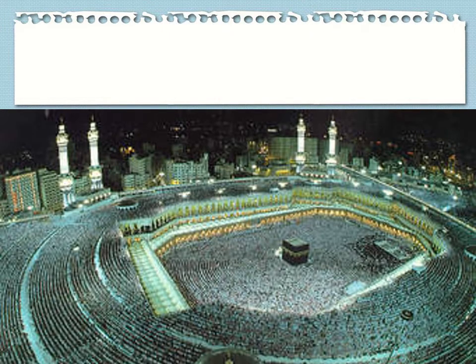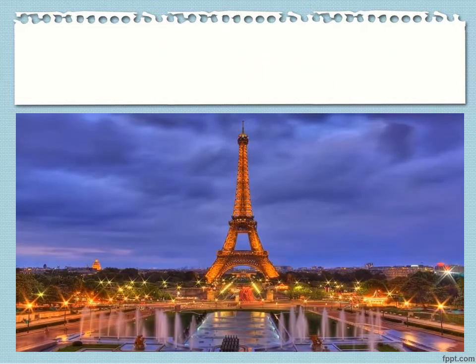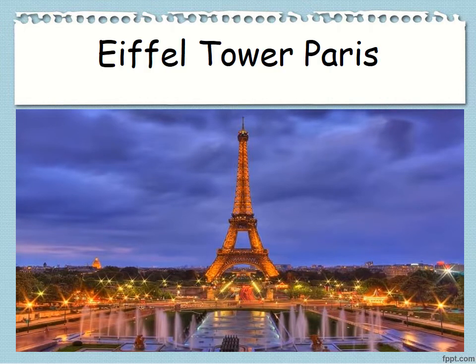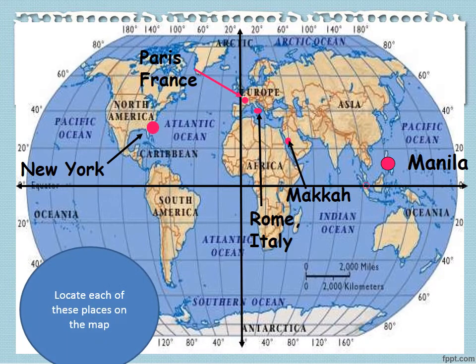Now I will ask you a question. Could you mention the location of this place? Yes, it's Mecca in Saudi Arabia. And how about this place? Yes, it's the Eiffel Tower in Paris. To locate each of these places on a map, we use a coordinate plane.